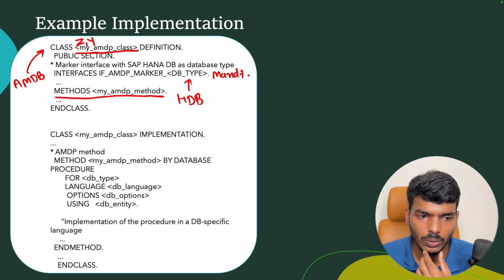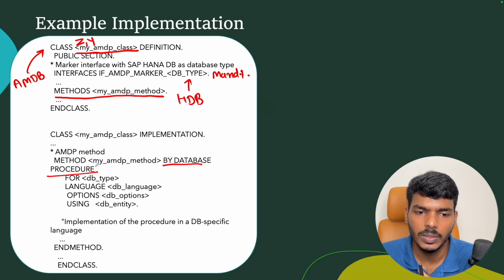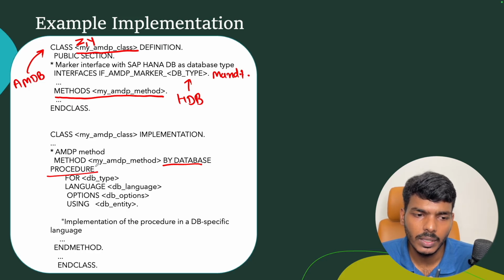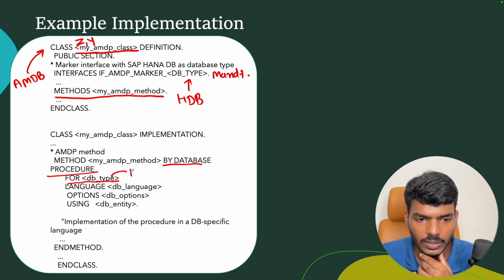So if I see here method my AMDP method, here we have use by database procedure. If you are using database function, you will write by database function. Then we have for DB type. For DB type we will always use HDB.